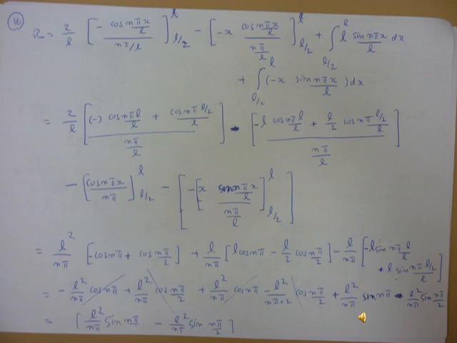So minus cos mπ plus cos mπ/2 plus lπ/mπ l cos mπ minus l/2 cos mπ/2 minus l/mπ minus l sin mπ l plus l sin mπ l/2, divided by L. Do substitution: minus a squared/mπ cos mπ plus a squared/mπ cos mπ/2 plus a squared/mπ cos mπ minus a squared/mπ cos mπ/2 plus a squared/mπ sin mπ minus a squared/mπ sin mπ/2.